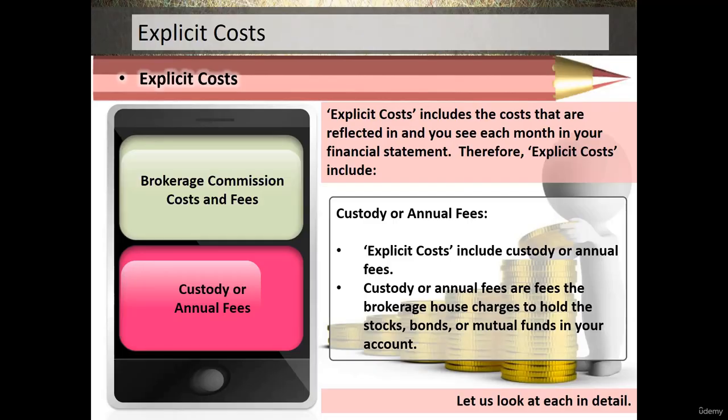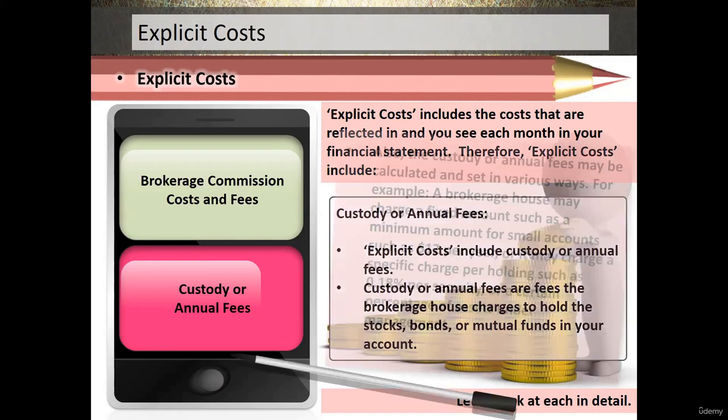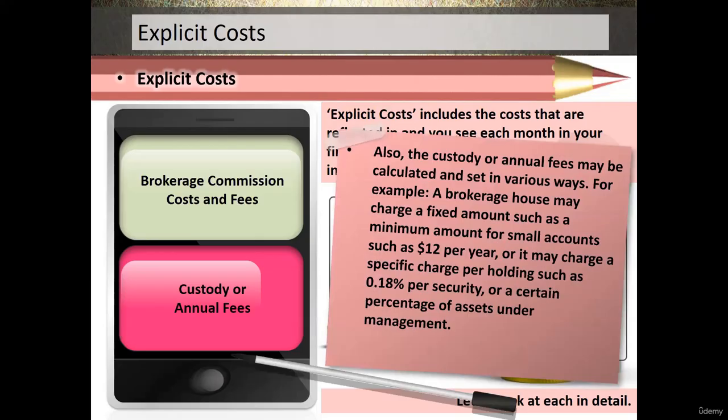So brokerage is the on-spot service. The custody or annual fee is the complete year services provided by the broker. It is majorly directed towards the custody of the securities which are there in your account, and your account is being maintained by the broker. So the broker is the safekeeper and is ultimately charging for such sort of annual services. Read this, please.